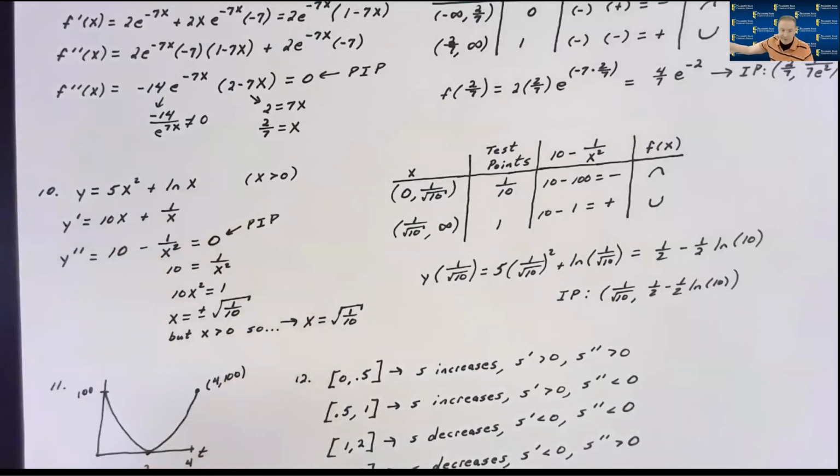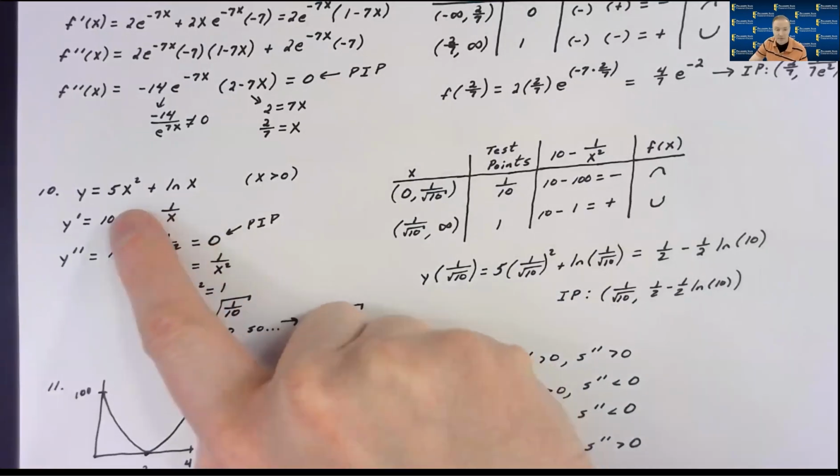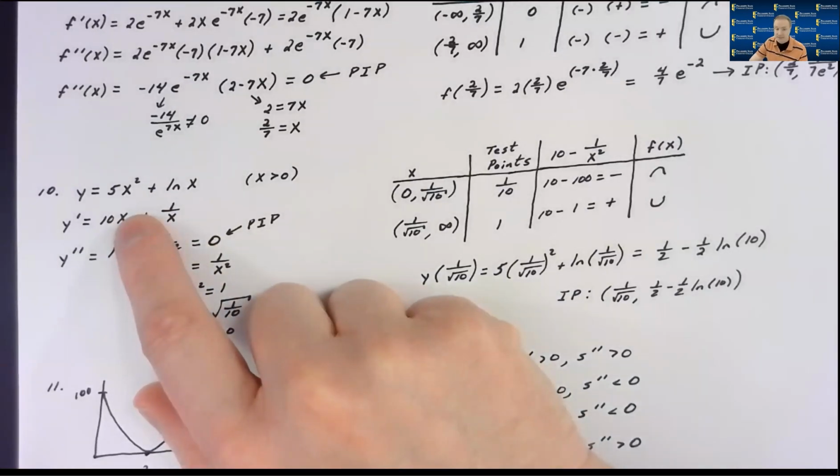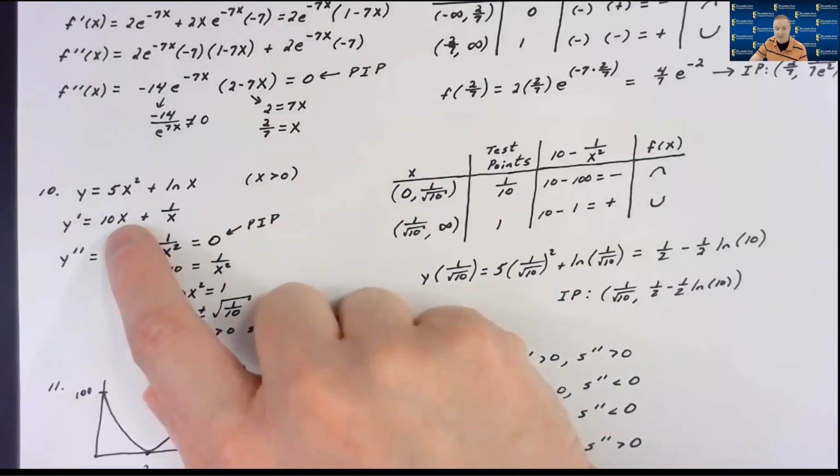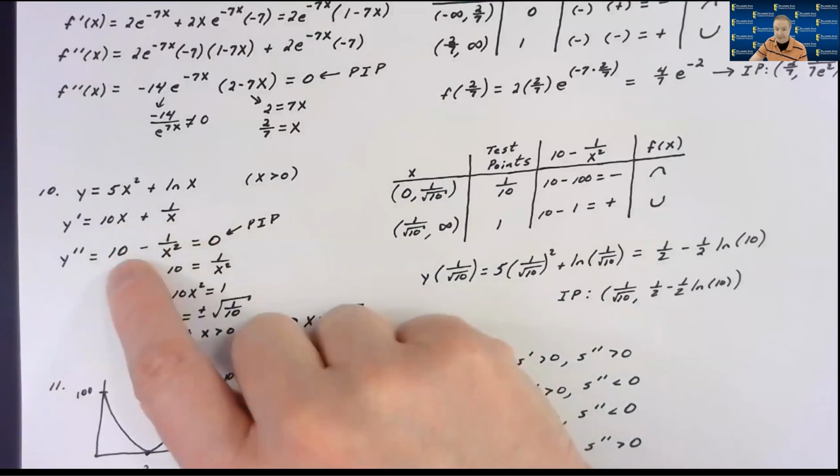So you can say, well, of course, x has to be strictly greater than 0. Now, when I take my derivative of 5x squared, 10x. Derivative of the natural log of x, 1/x. Now, when I take the second derivative, first term's easy. You just say, well, it's just 10.